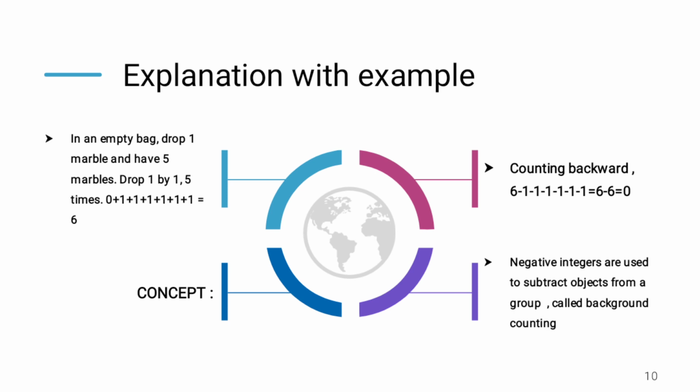Counting backward. The bag has 6 marbles. Taking 1 by 1, you will get 6 minus 6 equals 0 marbles, emptying the bag. The concept is negative integers are used to subtract objects from a group, called backward counting. So if you want to count backward, you can use negative integers.